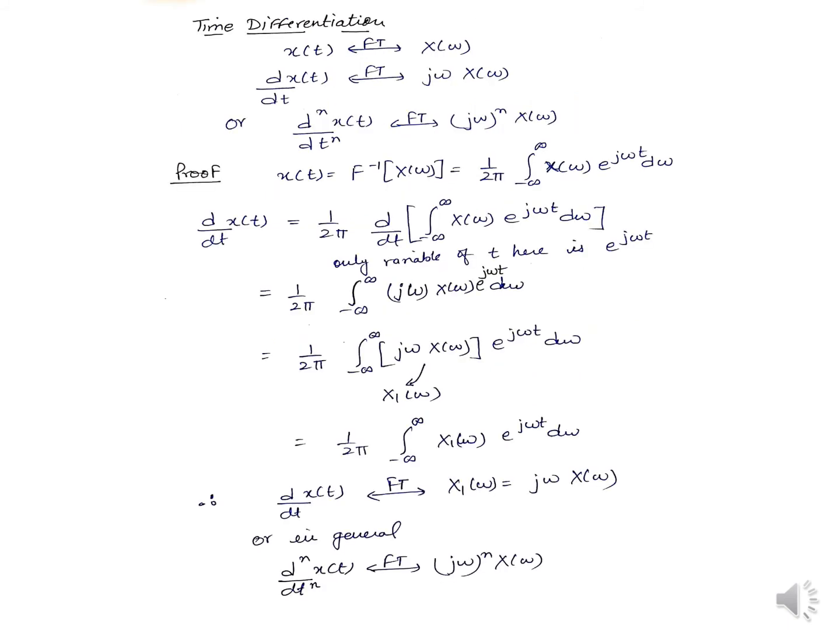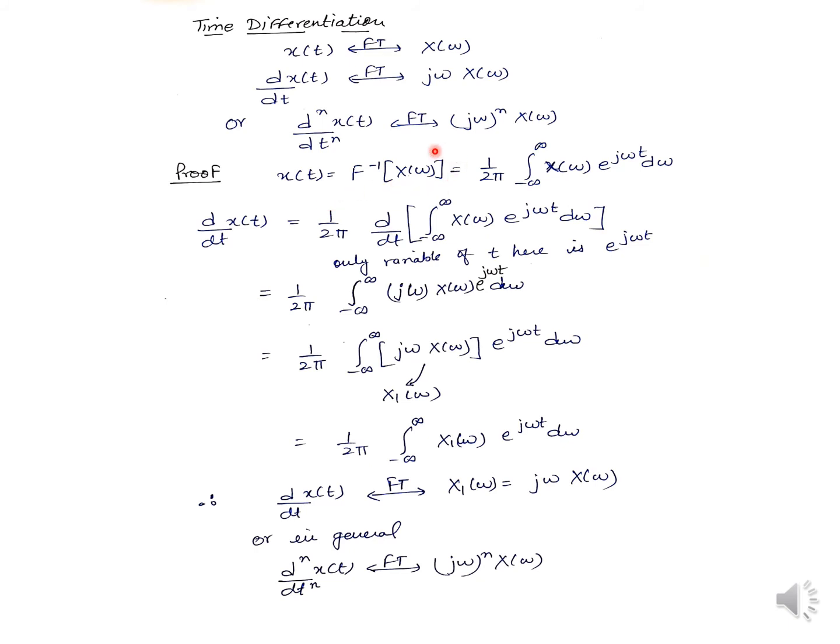Next property is the time differentiation property. If x(t) has Fourier transform capital X(omega), then if you differentiate it one time, the Fourier transform becomes j omega into capital X(omega). If you are differentiating it n times, then on the Fourier transform side it becomes (j omega) raised to the power n, capital X(omega).